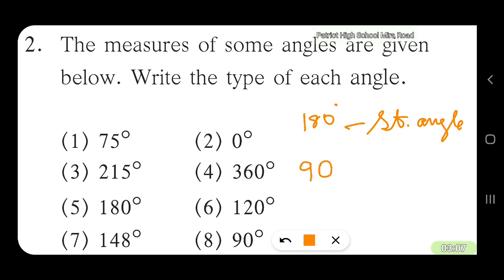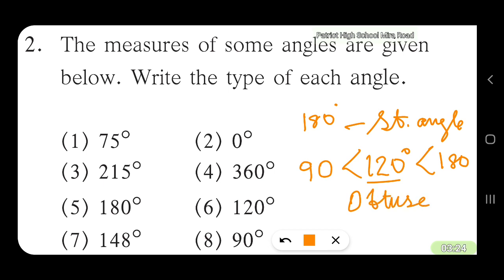90 degrees is less than 120 degrees, which is less than 180 degrees. So 120 degrees is between a right angle and a straight angle. So it is an obtuse angle. 120 degrees is an obtuse angle. Similarly, 148. It is also more than 90 degrees but less than 180 degrees. So it is also an obtuse angle.